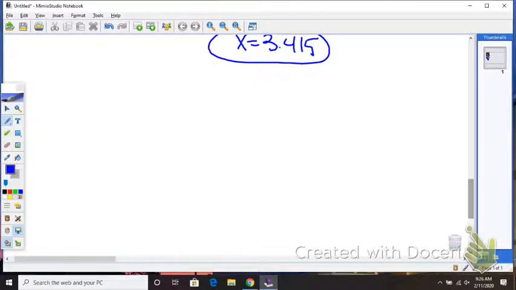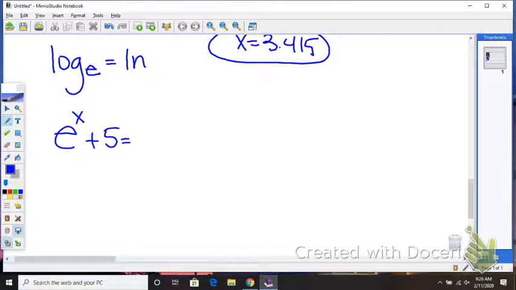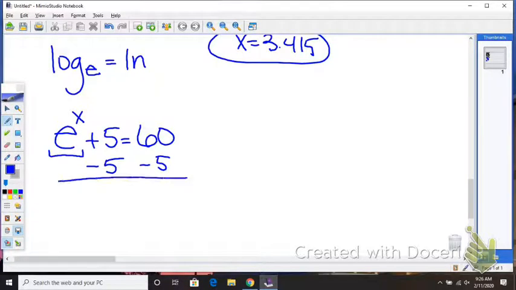Okay, last one. We're going to have that lovely letter e. Remember, log base e is the same thing as the natural log of whatever, okay? So if I have e to the x power plus 5 equals 60. What's the base and exponent for this problem? e to the x. So I'm trying to get this part right here by itself. How do I move the plus 5? Subtraction. Okay. So I have e to the x equals 55.